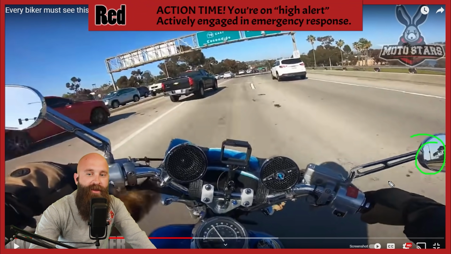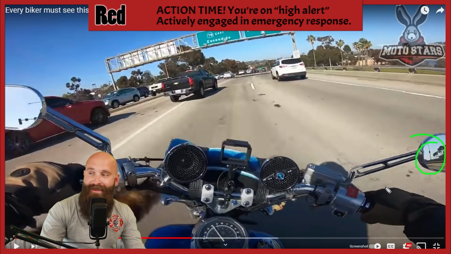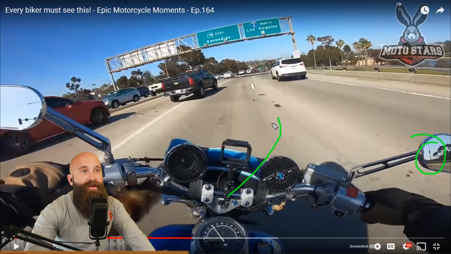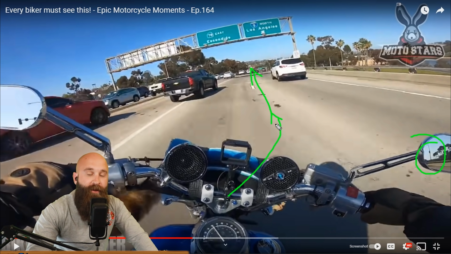I don't see anybody in the mirrors. I don't do a head check. I mean, I do head checks, I just can't see it because I'm not in control of the rider right now. But what I would be doing is possibly getting into this right lane just in case. And if I had to, I mean, it's California. Get yourself out of there.